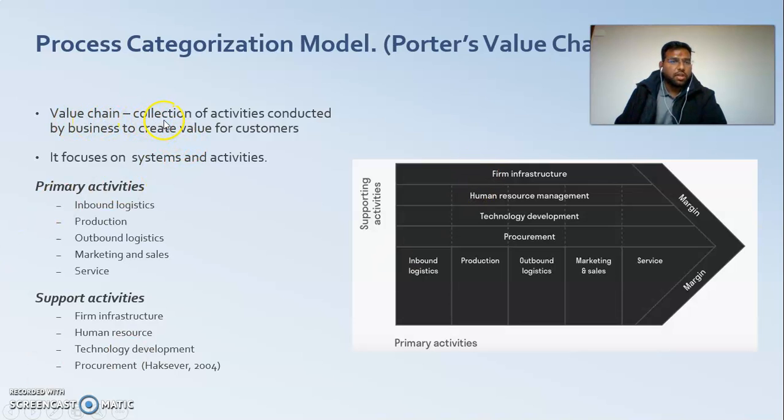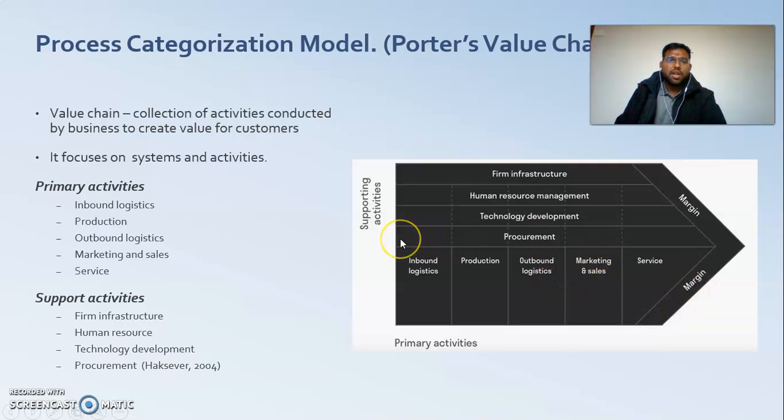So what is the value chain? The value chain is the collection of activities conducted by a business to create value for customers. Value chain analysis focuses on systems and activities. Supporting activities include firm infrastructure, human resource management, technology development, and procurement, all connected to the margin. In the same way, primary activities include inbound logistics, production, outbound logistics, marketing and sales, and services, all connected to the margin.